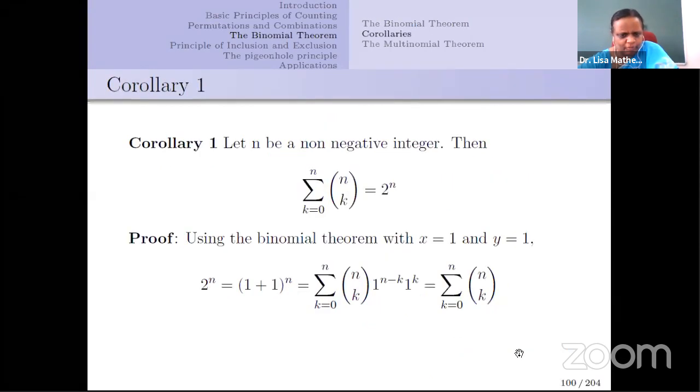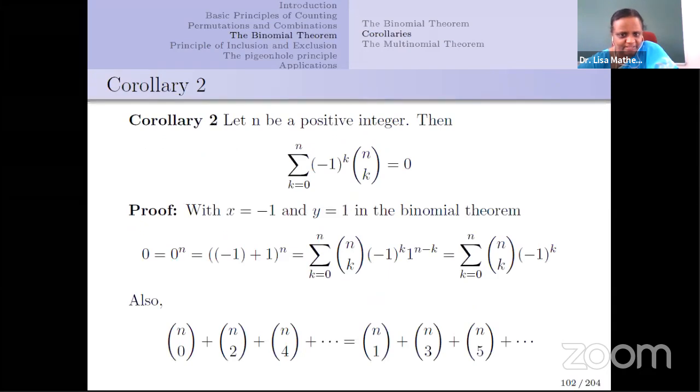Now I have two simple results which come as corollaries to this result. Suppose n is a non-negative integer, then the summation of all these binomial coefficients, from k equal to 0 to n, nCk, is equal to 2 raised to n. Now the proof is very simple. Using the binomial theorem, I just put x equal to 1 and y equal to 1, and I get this result directly. One more easy result. If n is a positive integer, then the sum of (minus 1) raised to k times nCk is equal to 0.